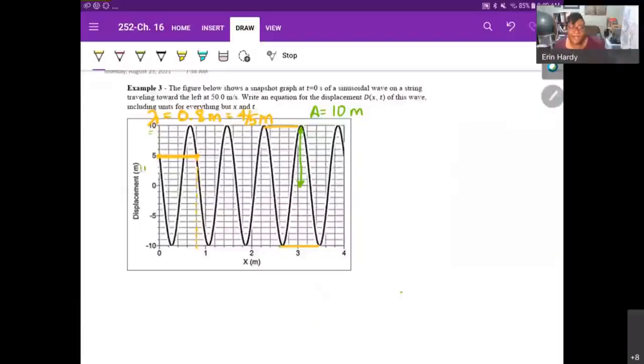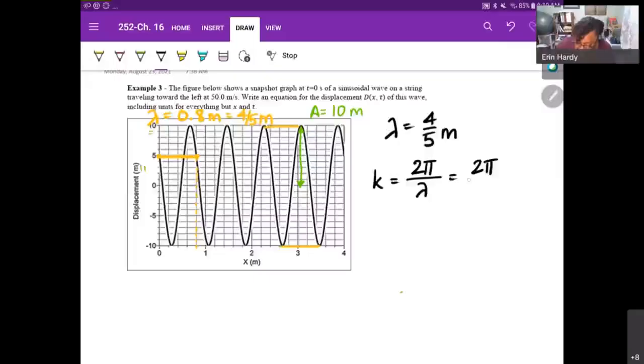And then the other quantities can be calculated from what is given to us in the snapshot graph and our wave speed. So let's start with the wavelength. If we know that that is 4/5 of 1 meter, we can calculate the wave number, which is this lowercase k. It's 2 pi radians over the wavelength. So 2 pi radians divided by 4/5 of 1 meter.